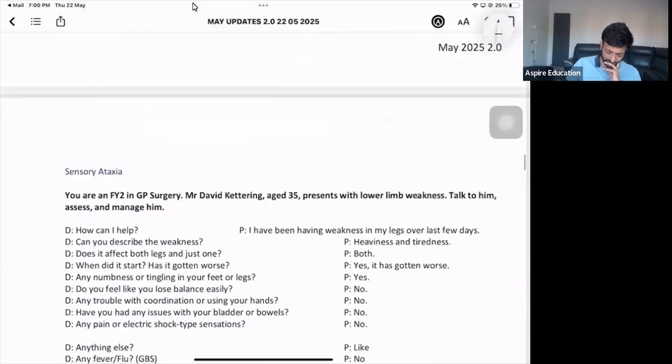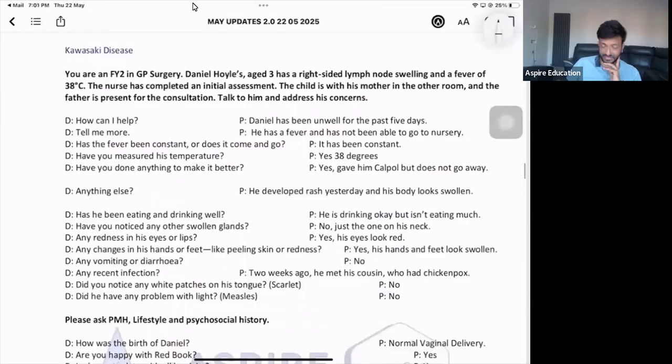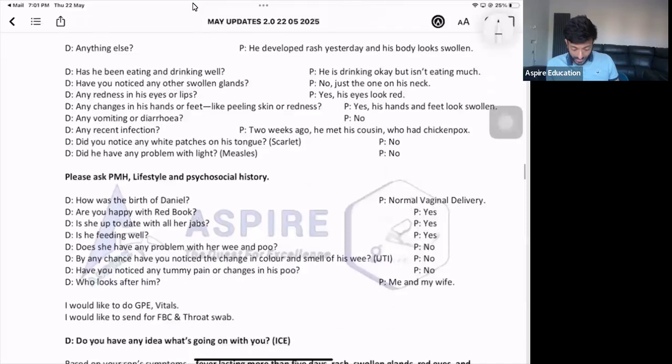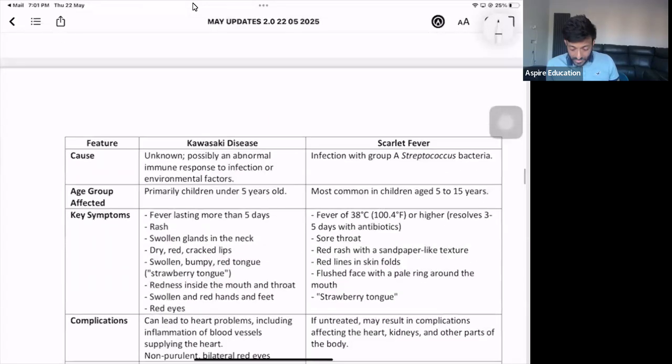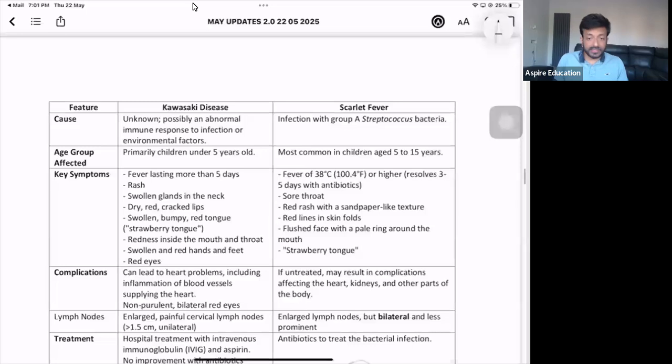Oral thrush has not come recently and it's an easy one as well. Kawasaki, yes, somebody was asking for Kawasaki. I've discussed it previously as well, but let's go a bit more into it. I would like you to differentiate in the exam whether it is Kawasaki or scarlet fever. So before I go into this scenario, let's have a look at the differentiating features.